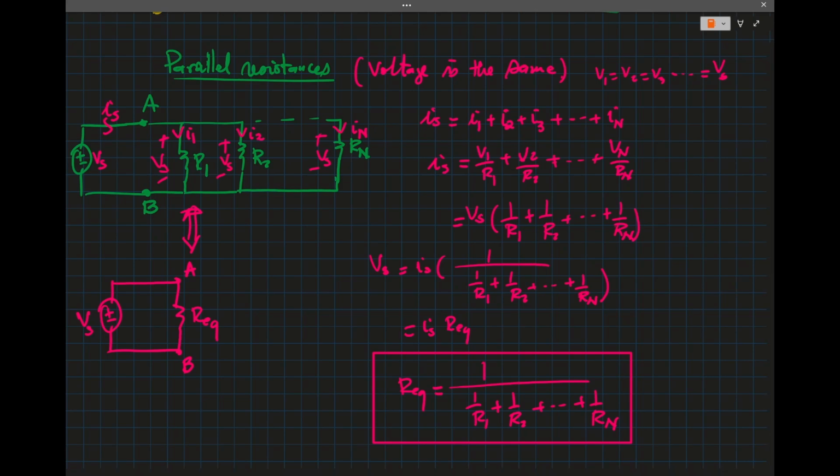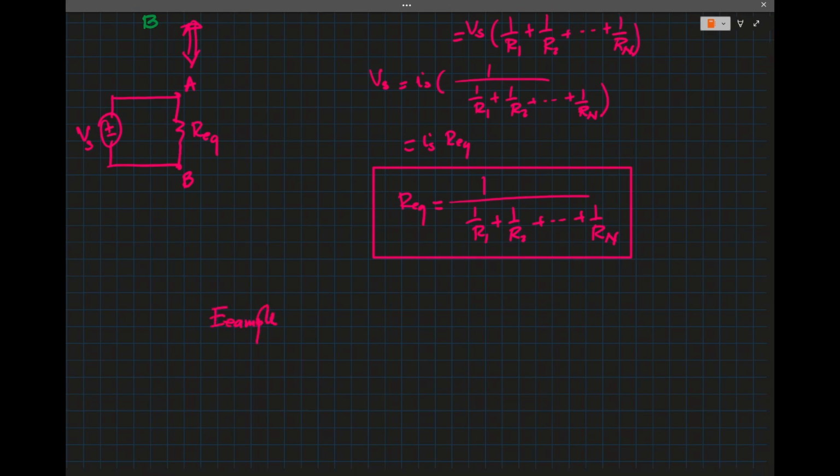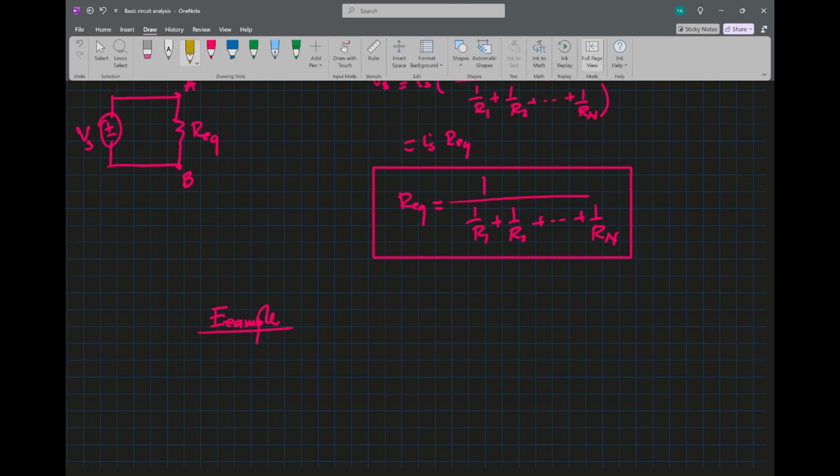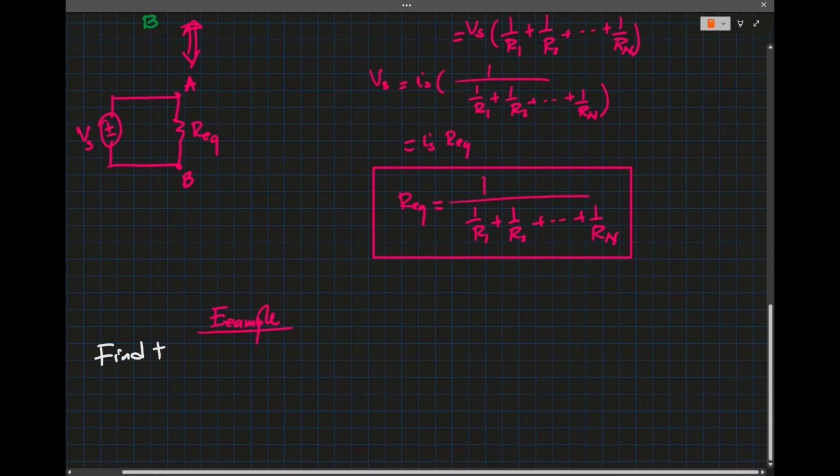Now, let's do an example. Find the equivalent resistance seen by the voltage source.